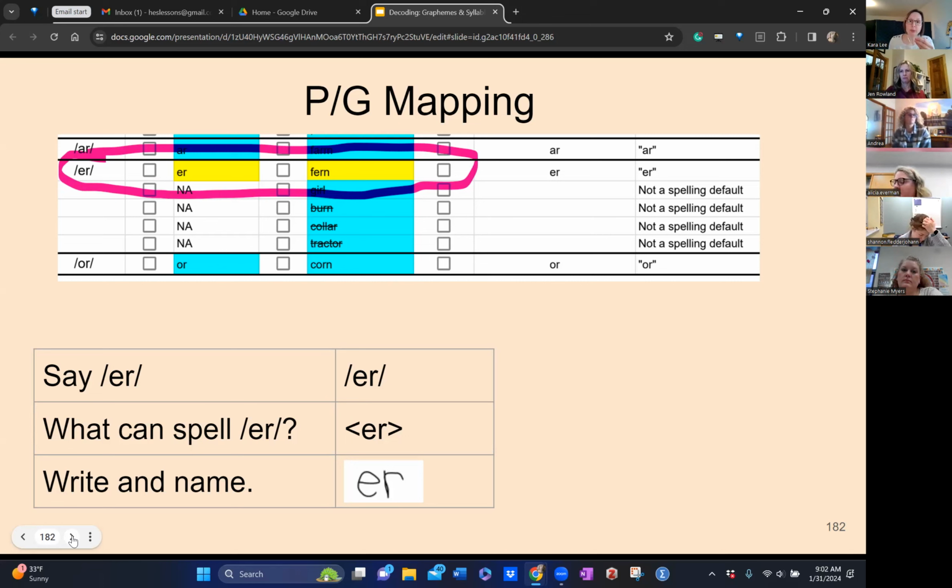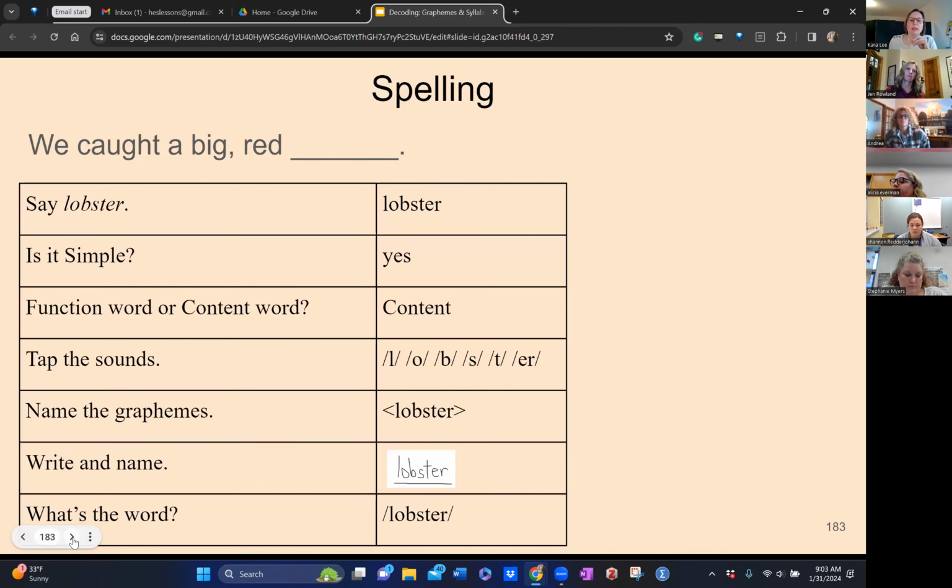So new for PG mapping, say what can spell the sound. Your student might say R, right? Are they probably going to say R? They might. So you need to specify then the vowel: what can spell the vowel phoneme? Okay.